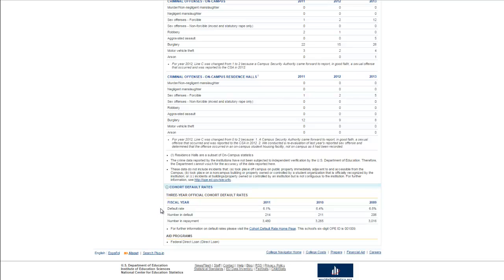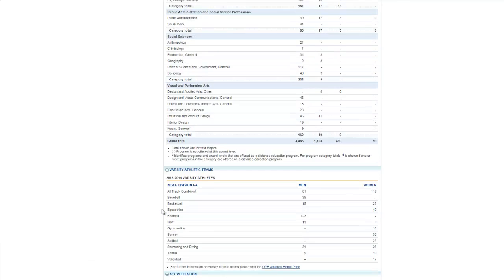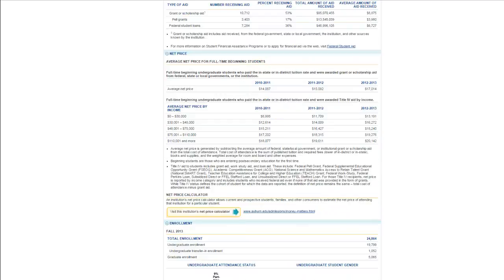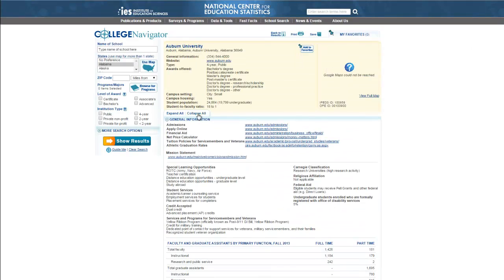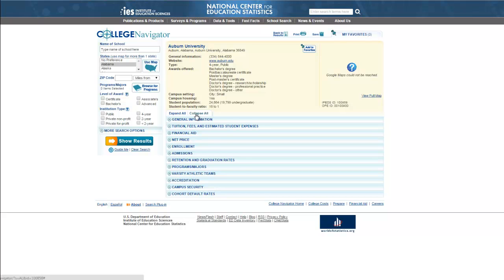So as you can see, there's a whole lot of information on this page, this College Navigator. It gives you a bit of an inside look at what that college is like.